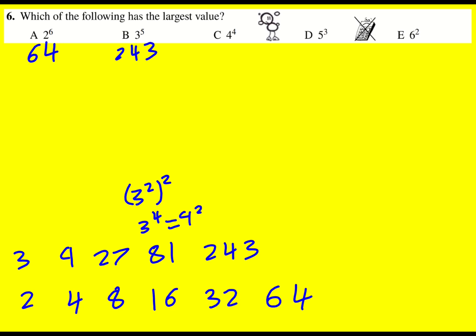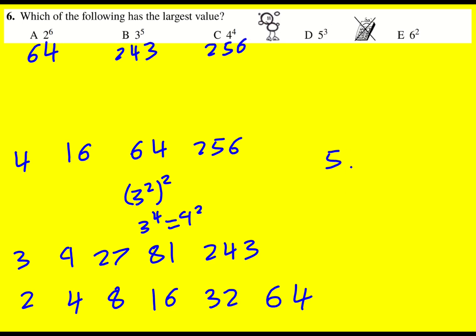4 to the 4, let's do it. So it'd be 4, 16, 4 cubed is 64, and then we get 256. Of course, if you don't know these, then you would have to work them out. I'm going to show you some quicker ways in a minute though. So 256, actually that one's now winning.